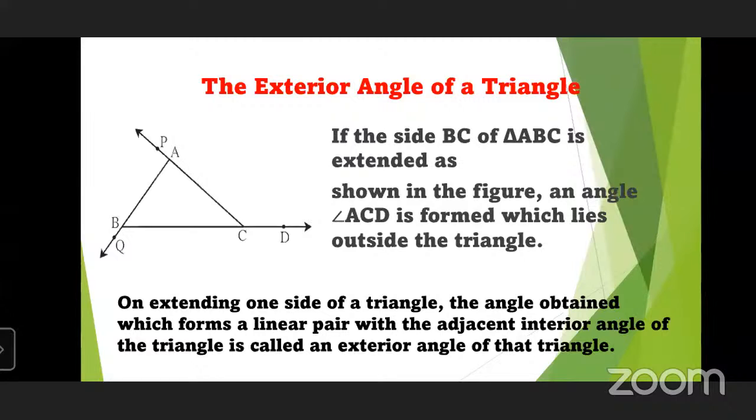On extending one side of a triangle, the angle obtained forms a linear pair with the adjacent interior angle of the triangle. What's going on here? Now see here, two angles are formed: angle ACD and the earlier angle ACB.